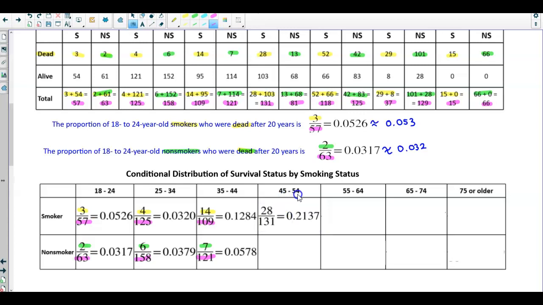The next age group is 45 to 54, and we can see that the smokers that were dead in that cell is 28, divided by the total in that column of 131, which gives us 0.2137.